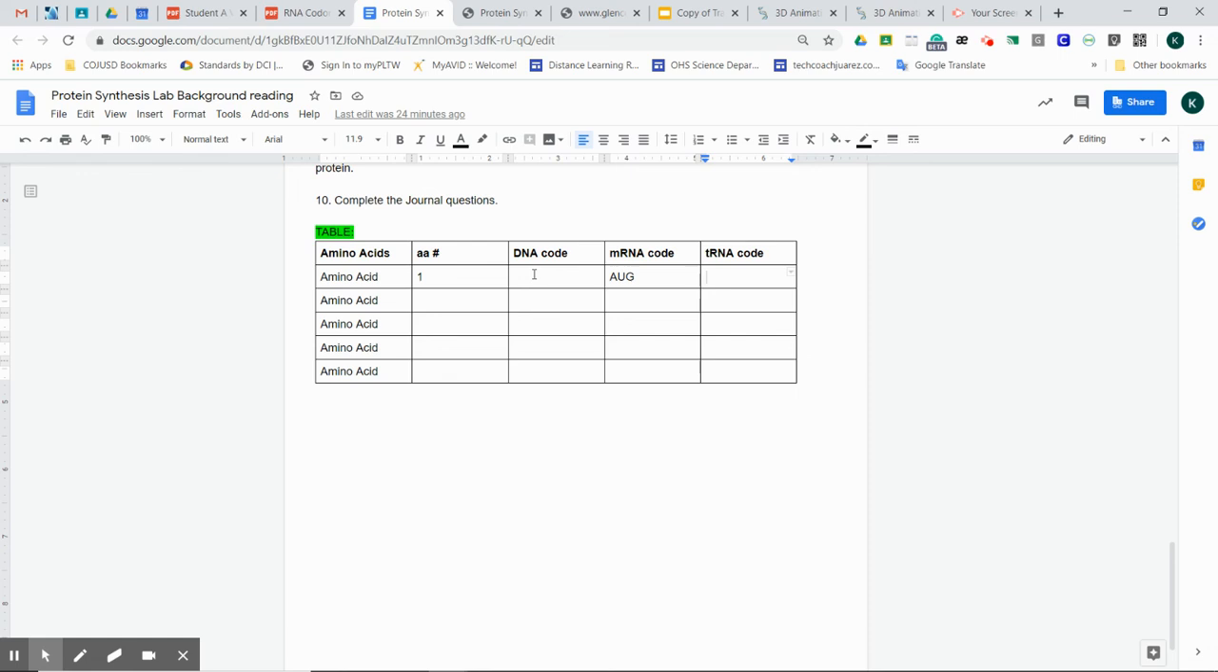So now I need to figure out, well, what was the DNA code that it initially started with? And then I need to go a step further and think, okay, so if the mRNA codon was AUG, what's the tRNA code? So you guys need to fill this part out. So I know that TAC corresponds to AUG because T pairs with A, A pairs with U, and C pairs with G. So now go ahead and follow your RNA base pairing rules to base pair and see what tRNA code you're going to get. I hope that's helpful.